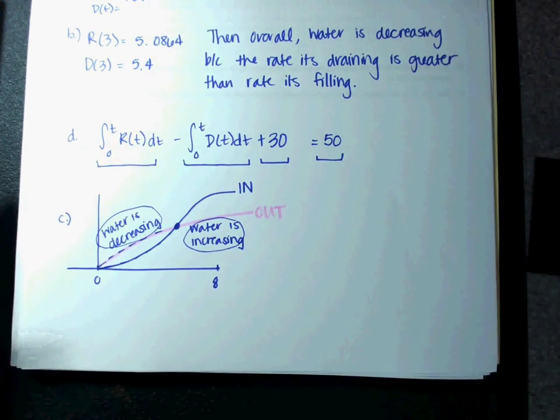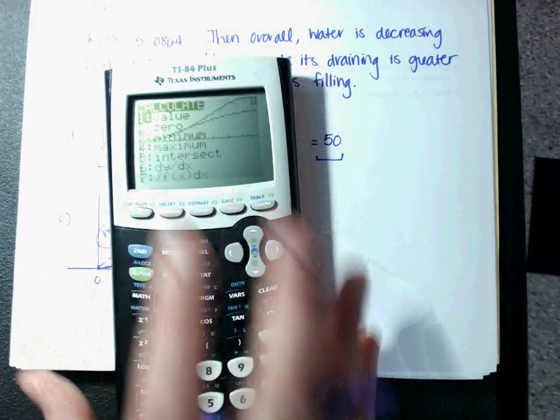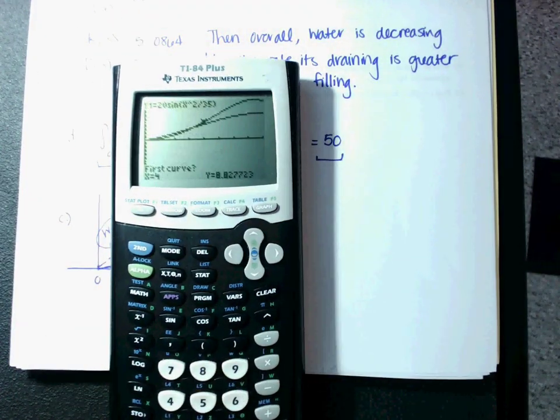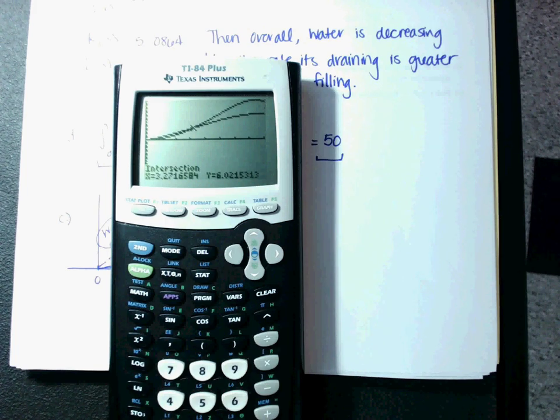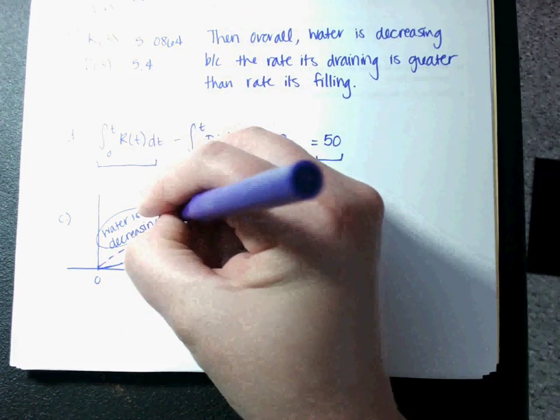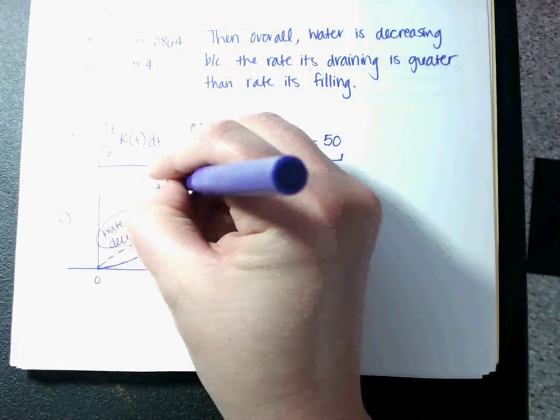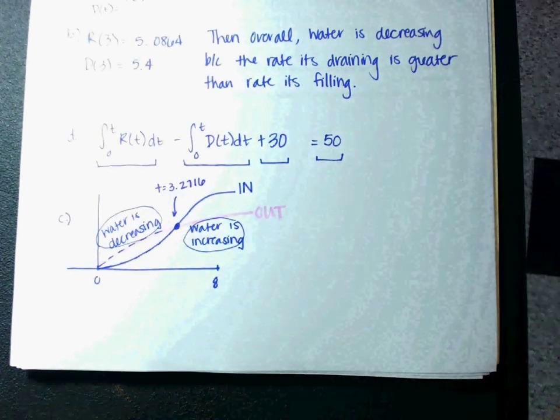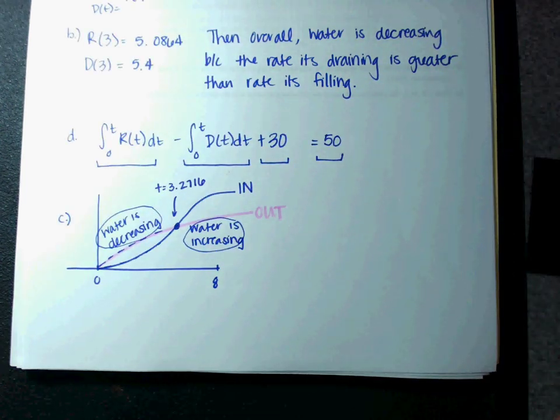I'm going to find this point by finding the intersection: second trace, option 5, enter, enter, enter. They intersect at 3.2716, so this time is 3.2716. The other thing we talked about is that when you're finding an absolute min or max, not the relative one, you need to compare to the endpoints unless it's the only critical number on the interval, which we can see is the case for this question. These never equal each other again.